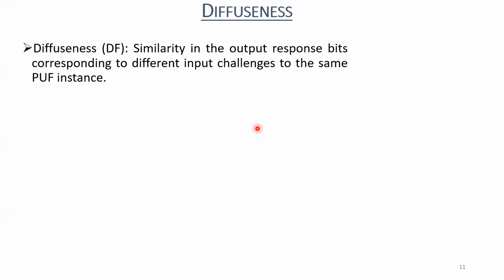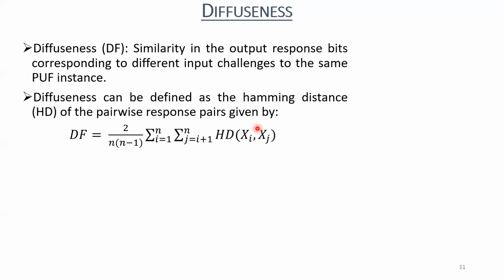And how is it calculated? How can you assess whether two response streams are identical or different? There's a parameter known as Hamming distance. Hamming distance simply calculates the number of positions, or the number of bits, where the bits are changed between two binary streams. For perfect diffuseness, the diffuseness should also be 50%. That means half of the bits are changed. Half of the total number of bits are changed between the two responses.